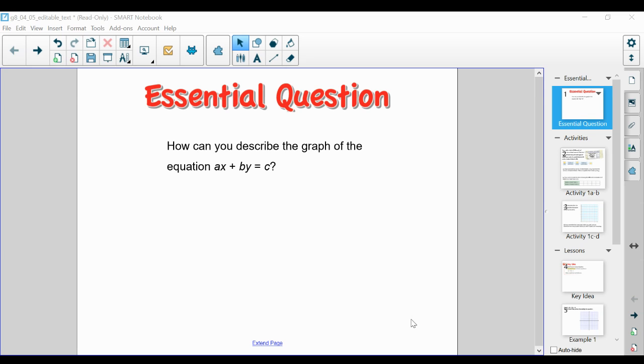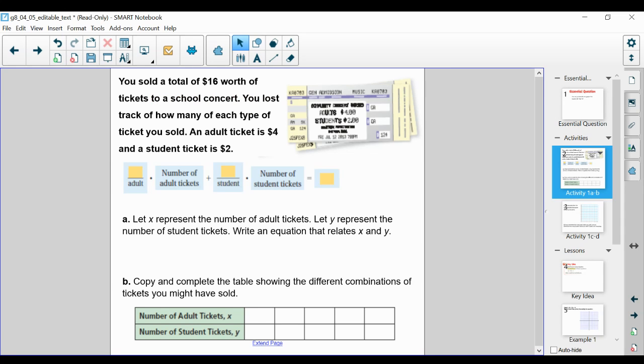So before we get to there, let's talk about a real life situation that we might have encountered before. So you sold a total of $16 worth of tickets to a school concert. You lost track of how many of each type of ticket that you sold. You know that an adult ticket is $4 each and a student ticket is $2 each. What we are going to try to do is figure out what possible combinations of adult tickets and student tickets that we could have sold, although we lost track of it.